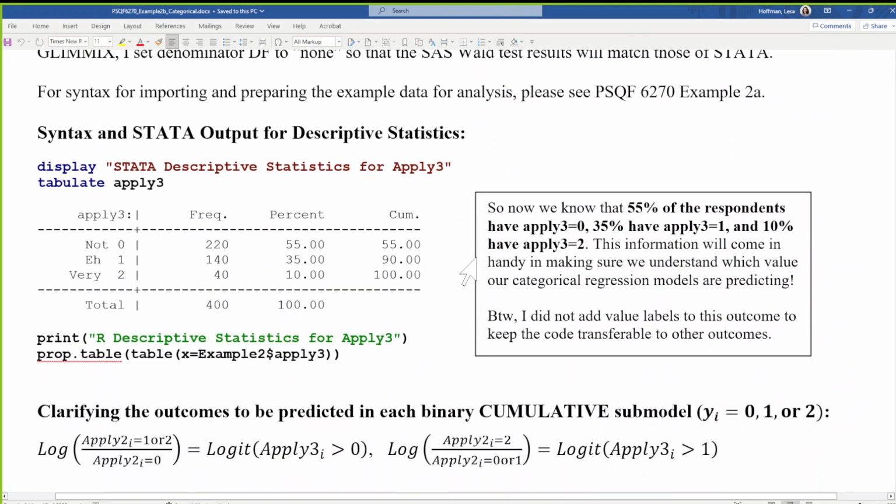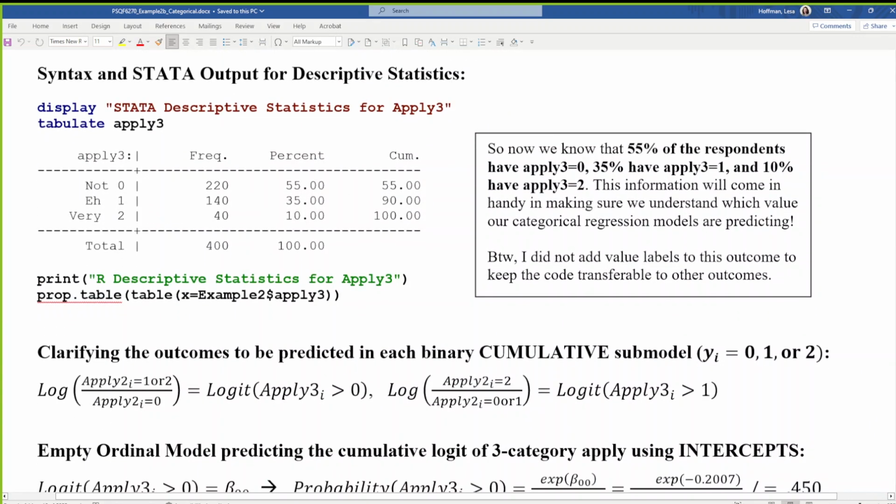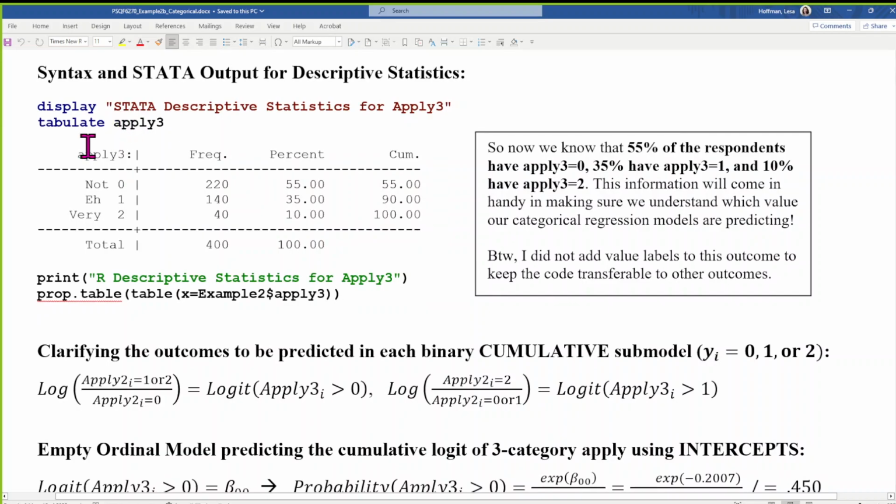Okay, so here's our answer key for figuring out what is going on. This little frequency table right here. This is Stata output for the tabulate command. I have prop.table that would have given me the same thing in R. And so here are my three choices. 55% of my respondents said they are not applying to graduate school. 35% said maybe. And only 10% said they are very likely. This is how we can figure out what is happening in the submodels, which of these probabilities we get back, and how they're added together.